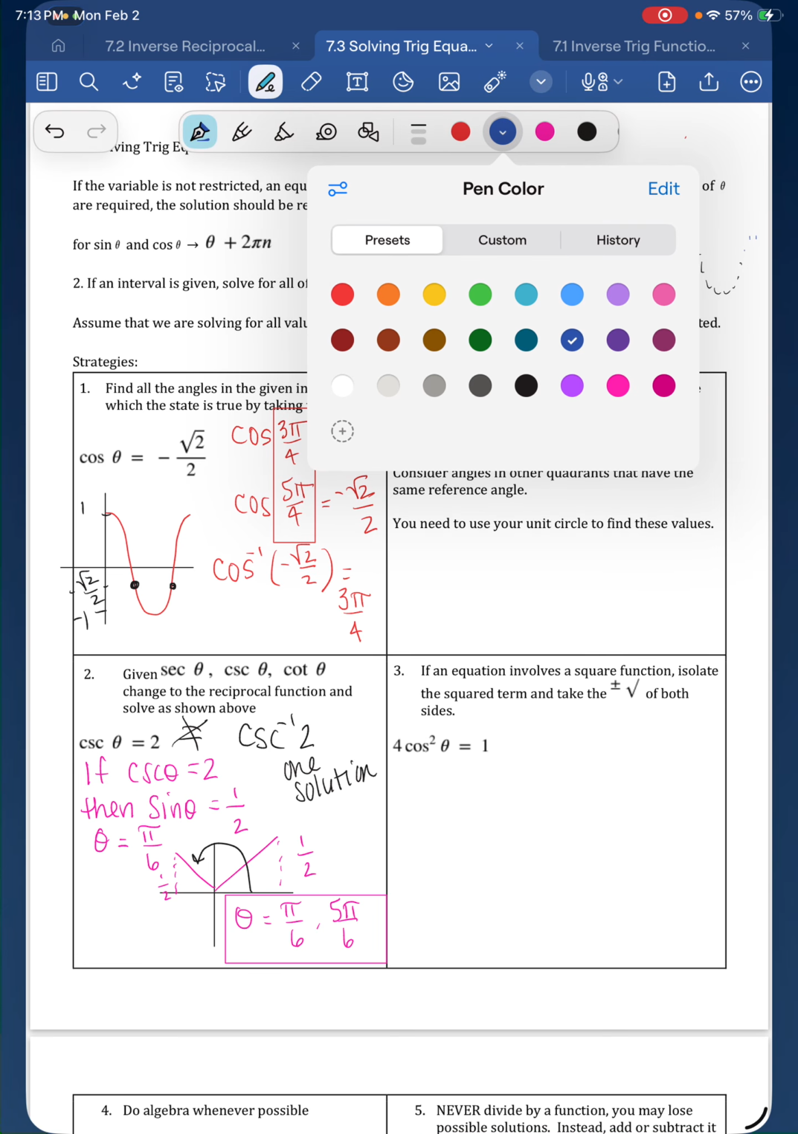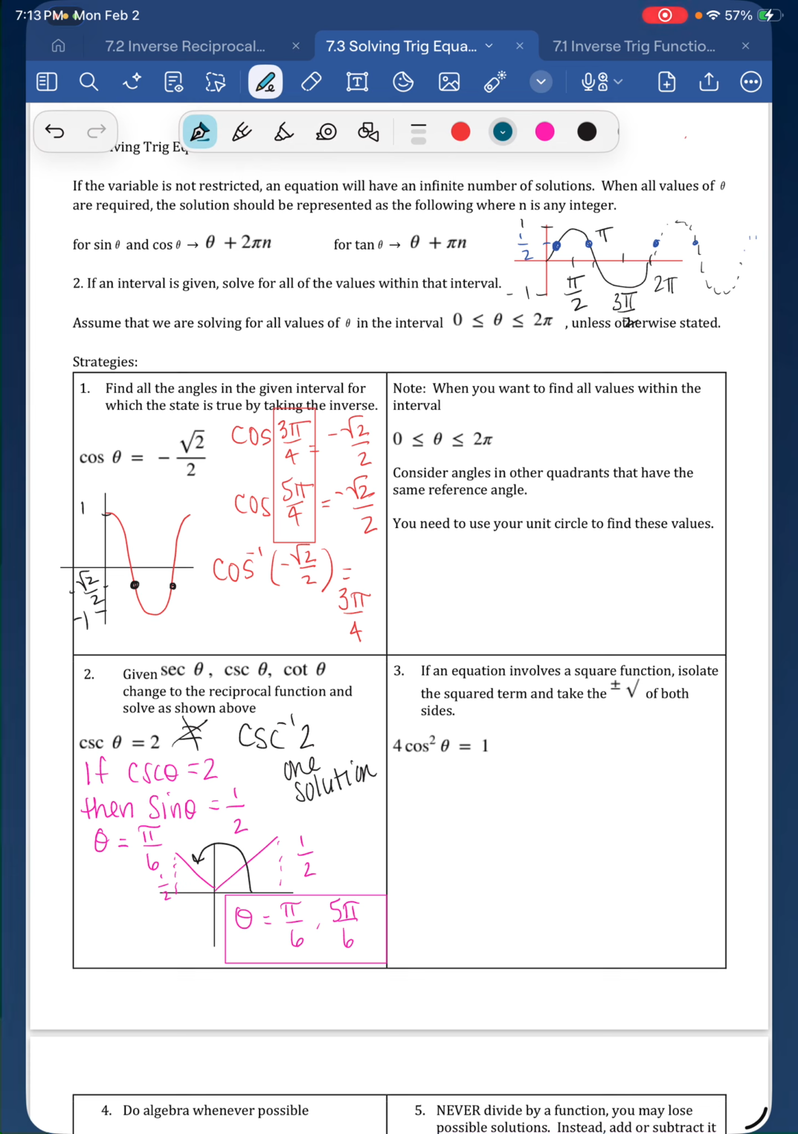Let's try another one. So this next one, every example is going to be a little bit different. A squared function. Okay, so if the equation involves a squared function, isolate the squared term and then take the square root of both sides. So for example, instead of saying cosine squared, let's say the problem said 4x squared equals 1. Well, to solve that, you would divide by 4, and you would square root both sides, and you would tell me that x is plus or minus 1/2. Okay, but it's not x, it's cosine, but the process is going to be exactly the same.